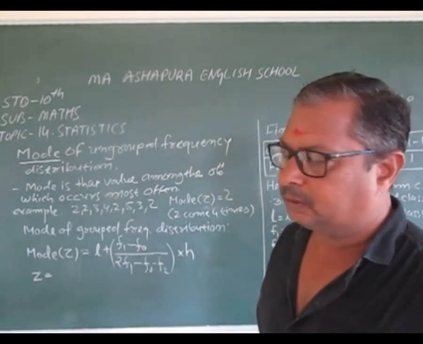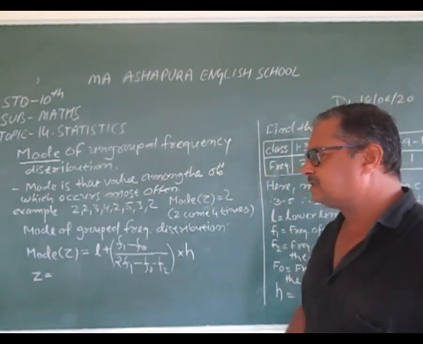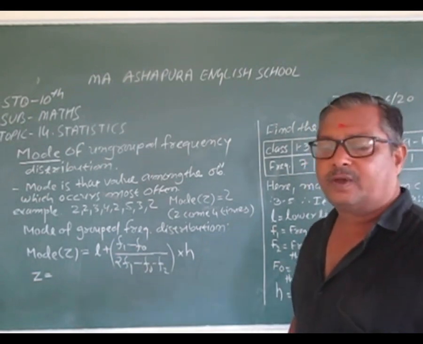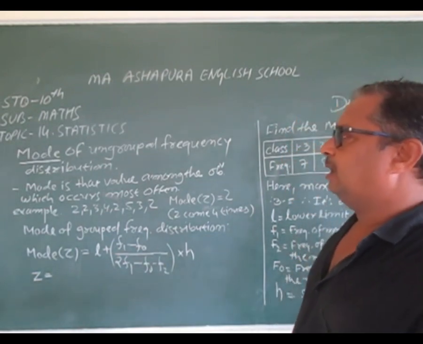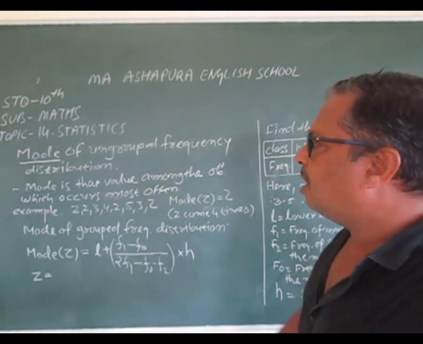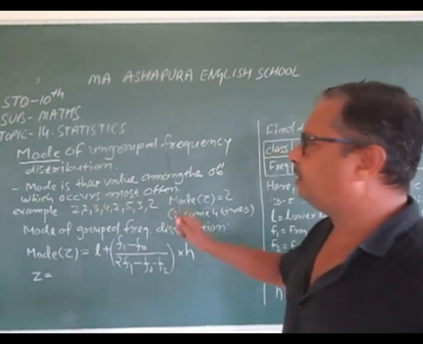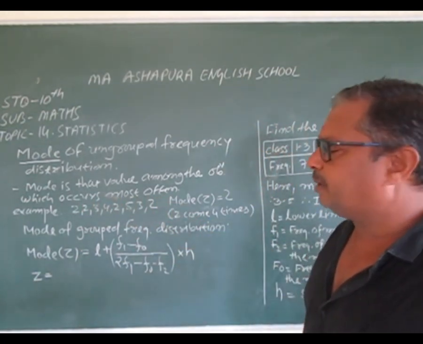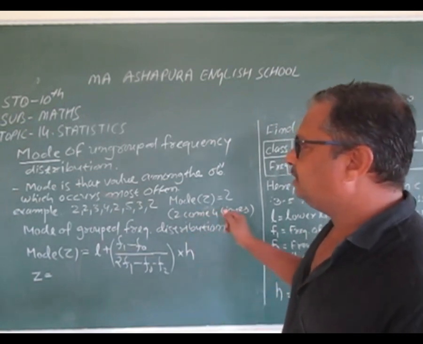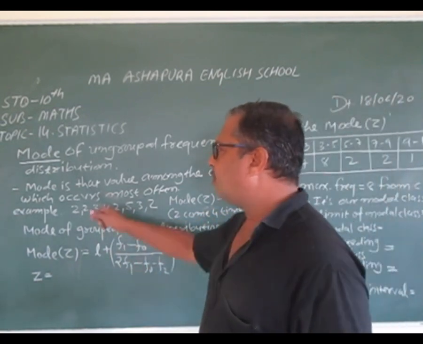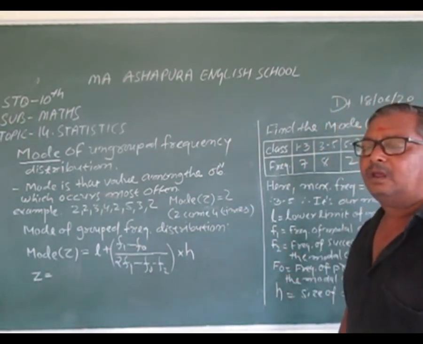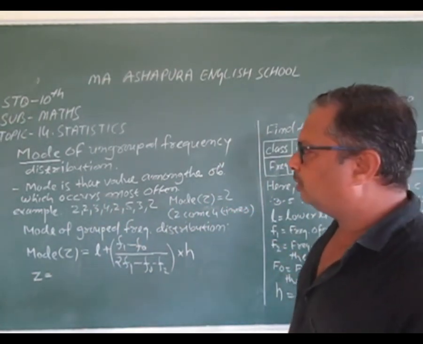The symbol of the mode is Z. So first we discuss some things about the mode. First of all, mode of ungrouped data, that means raw data, or a frequency distribution. Here we can find the mode.